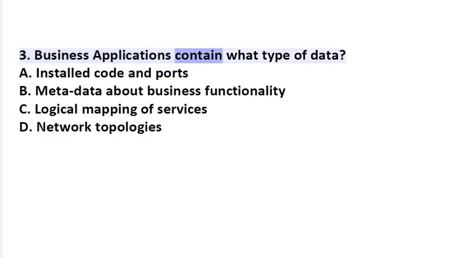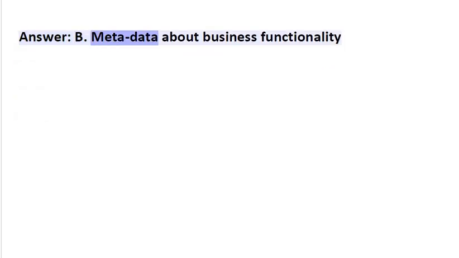3. Business applications contain what type of data? A. Installed code and ports. B. Metadata about business functionality. C. Logical mapping of services. D. Network topologies. Answer, B. Metadata about business functionality.